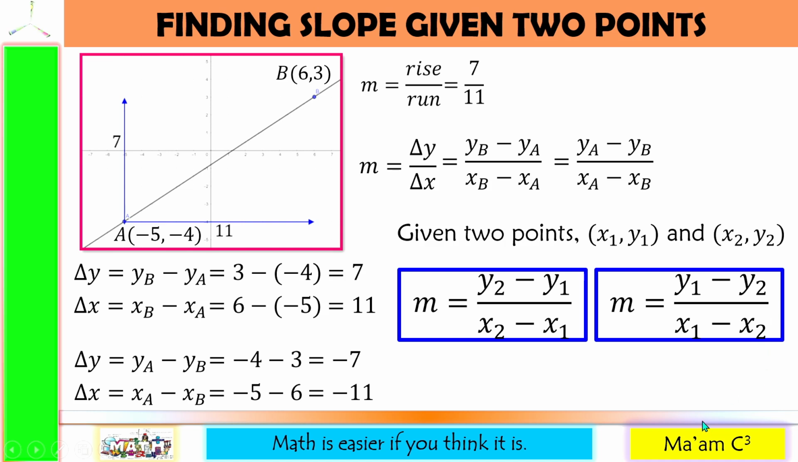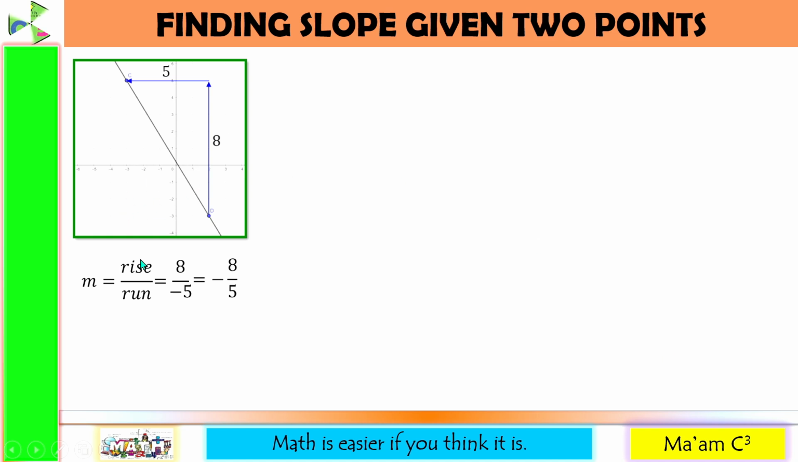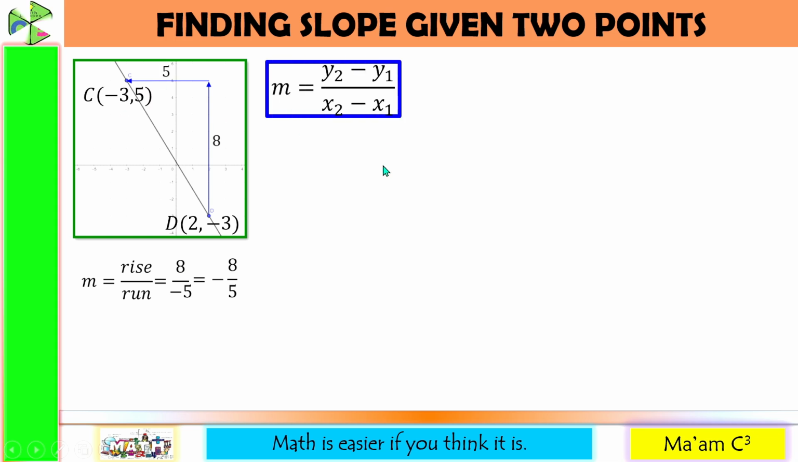So let's have another example. Let's make use of our second graph earlier. First, let us determine the coordinates of our point. So point D here is positive 2, negative 3. While point C here is negative 3, positive 5. Let us recall our formula, y sub 2 minus y sub 1 over x sub 2 minus x sub 1. I will consider point C as my point 1 and point D as my point 2.